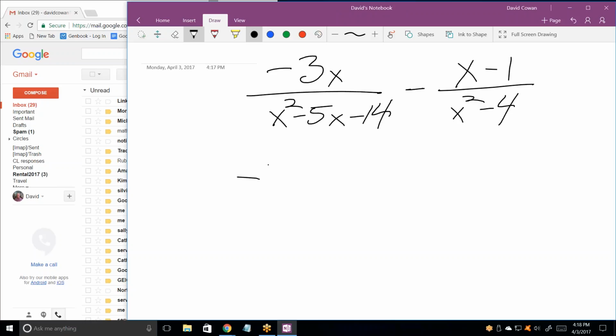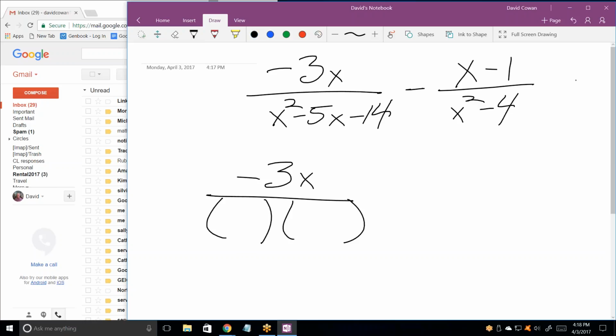The reason is that I can't automatically assume that the product of these two things is my least common denominator. It might not be. I might not have to make it that complicated. Factor the lower left, what do you get? x, and then it has to get to 5x, right?